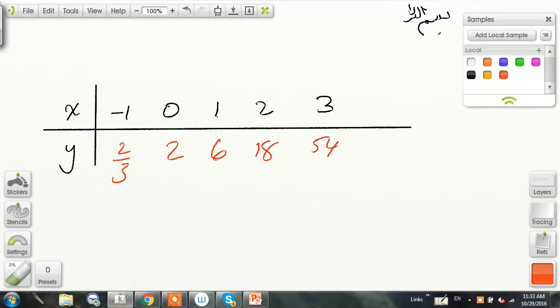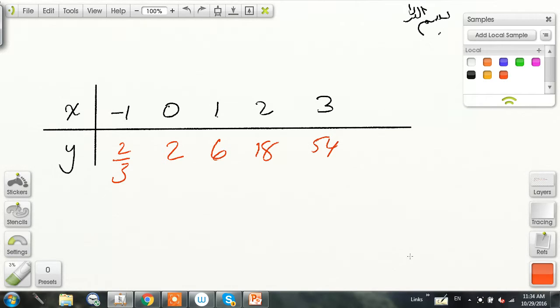If it's a linear function, then the rate of change is being added, right? It has to be the same. From here to here, you added what? Plus 4, right? Is this plus 4? No. So it ain't no linear function. Not from this planet anyways. Do you understand? Then we say, okay, it's going to be an exponential function.